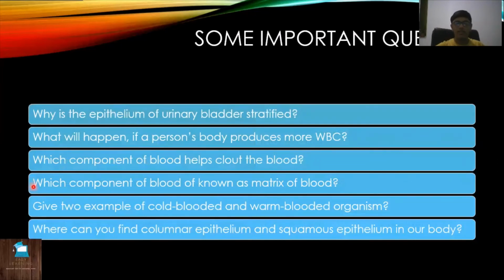Then the fourth question is, which component of the blood is known as the matrix of the blood? That also we saw. Then the fifth question says, give two examples of cold-blooded and warm-blooded organisms. That also we saw. I gave you two examples. You can rewind the video. I'm telling it again and again. Then, where can you find columnar epithelium and squamous epithelium in your body? That also we just saw in the function and location.